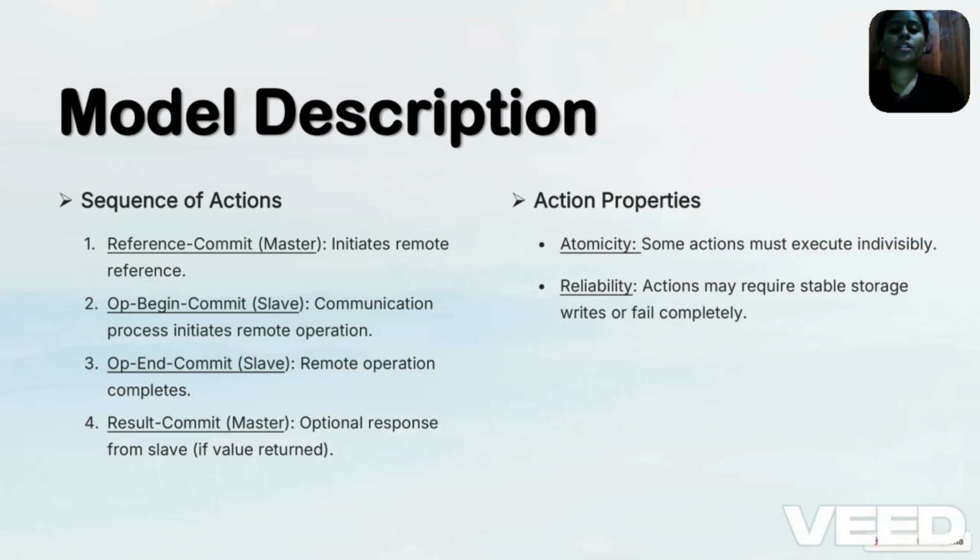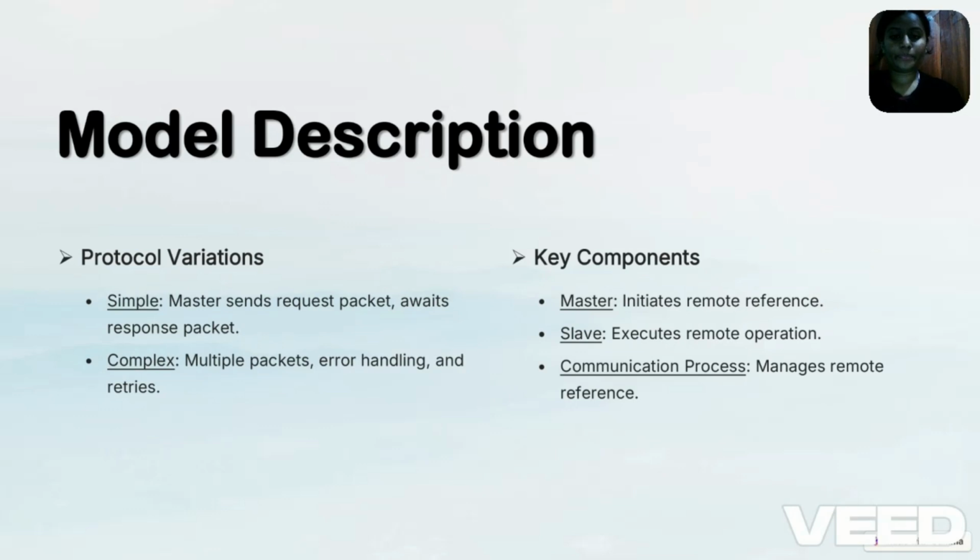Model description: the sequence of actions are reference commit, end commit, and result commit. Action properties are atomicity and reliability. Protocol variation, simple: the master sends the request packet and waits for the response packet. Multiple packets, error handling, and retries are the complex parts of the model description. Key components are the master, slaves, and the communication process.